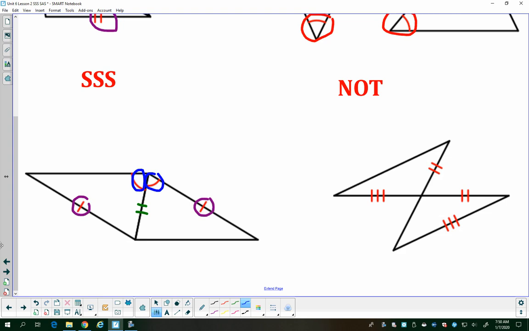So now, in order to establish side angle side, I have two pairs of congruent sides. I have one pair of congruent angles. That angle has to be between the two sides I'm using. So in this triangle, my angle that's marked congruent is being made by the two sides that are marked congruent. In this triangle, my angle that's marked congruent is not being made by the two sides that are marked congruent. So even though we have two pairs of sides congruent and one pair of angles congruent, we don't have side angle side, so we're going to say they're not congruent. And to be honest, these triangles might be congruent, but we don't have enough information to say they are.